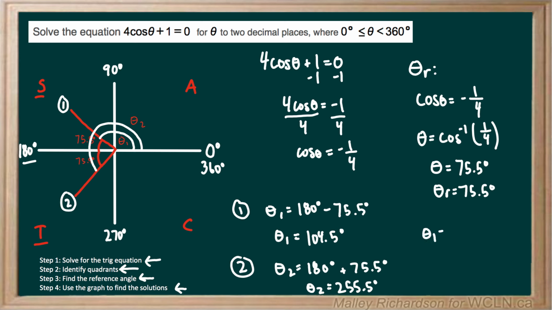And so our final answer for theta 1 is 104.5 degrees, and our final answer for theta 2 is 255.5 degrees.